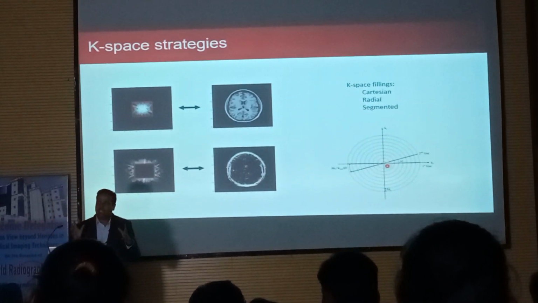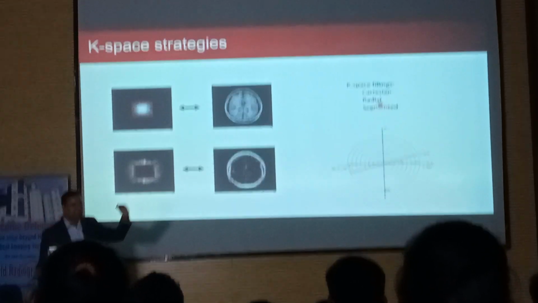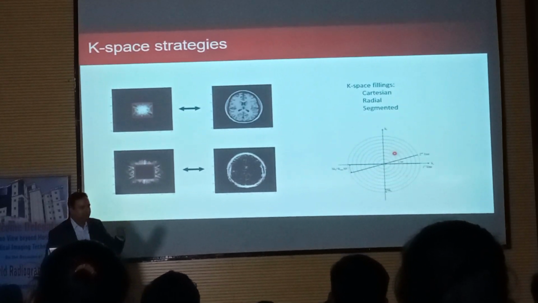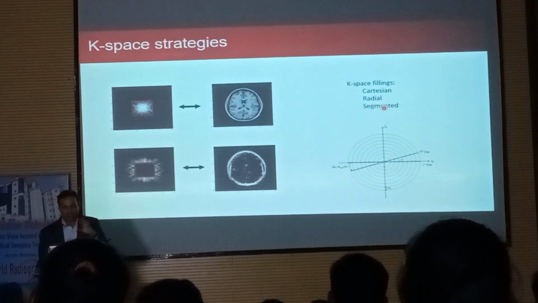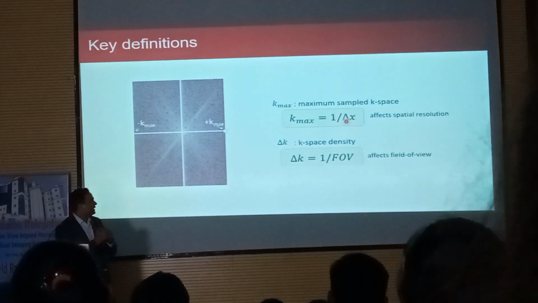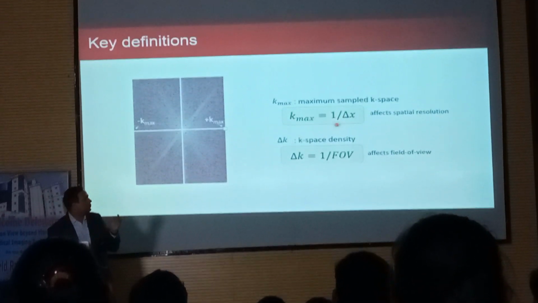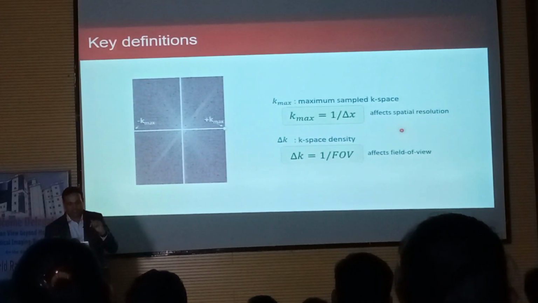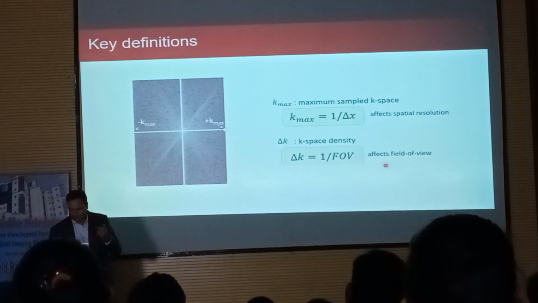There are so many methods for K space filling. I have just listed a couple here, like Cartesian K space filling, just one line in the XY plane, radial like I have shown over here, or sometimes called spiral, which is a different kind of mode, or segmented K space. We are not going to cover this. This is a very vast topic. So again, K-max, what is the minimum sample of K space? K-max is inversely proportional to 1 over delta x, the width of one pixel. So you can see it affects the spatial resolution. However, delta K is equal to 1 over FOV, so it affects the field of view.